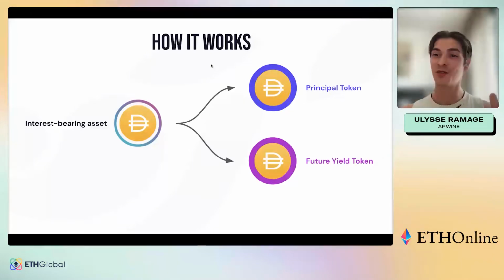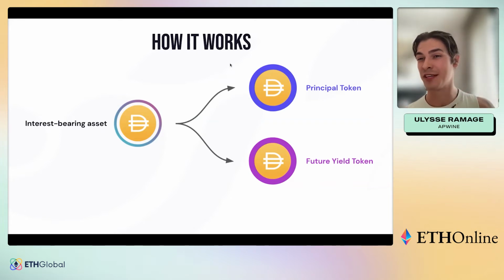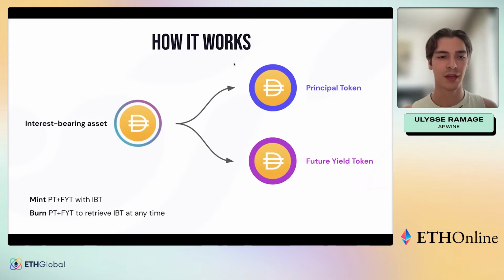So once you get these 2 tokens, you can already imagine how to build strategies on top of that. And to get your salary in advance, your yield in advance, you effectively need to sell your future yield token on our exchange. So mint PT and FYT with IBT, and then burn. You can withdraw at any time. You're never really locked on APWine.